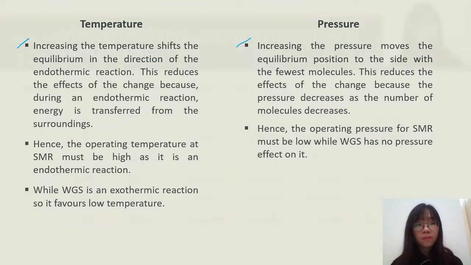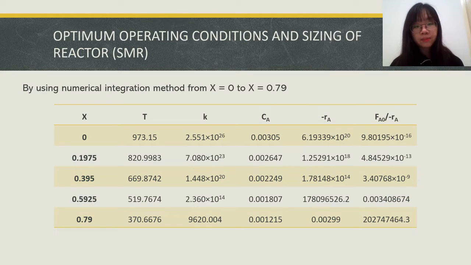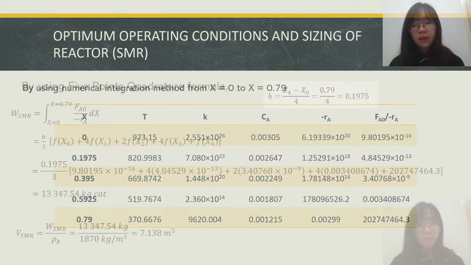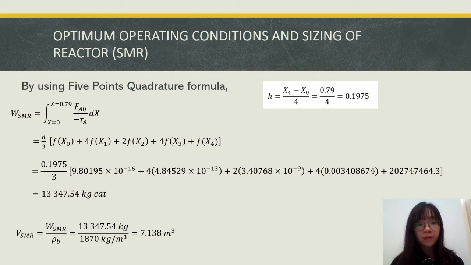To calculate the sizing of the reactor for SMR, numerical integration method is used from X equals 0 to X equals 0.79. This table here is tabulated where T is in terms of X while K is affected by T. By using the 5 points quadrature formula, the weight of catalyst can be calculated, where in the end we get 13,347.54 kilograms of catalyst. As for the volume of SMR, it can be calculated by dividing the weight of catalyst by the bulk density of the catalyst, where in the end we will get 7.138 cubic meters.